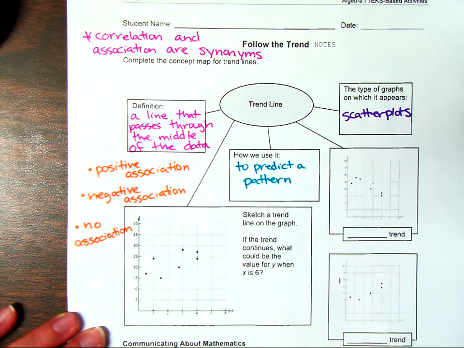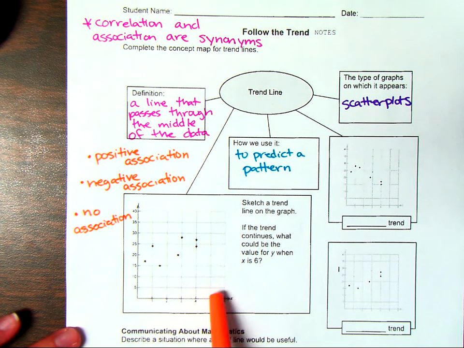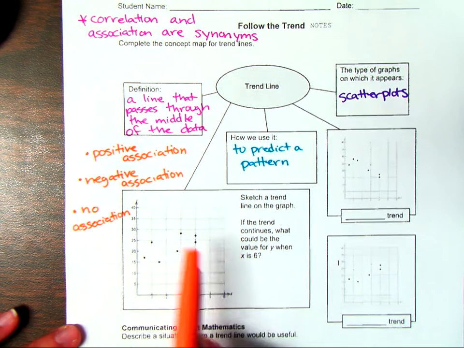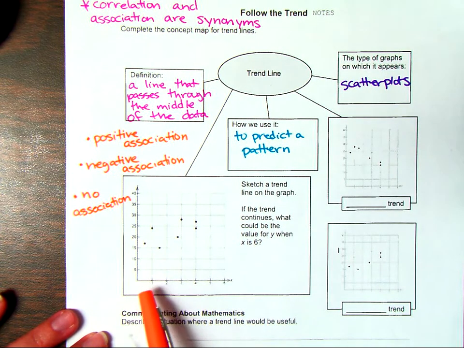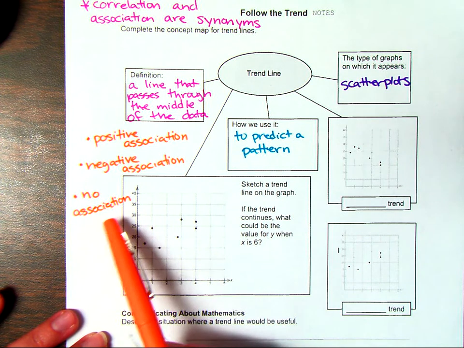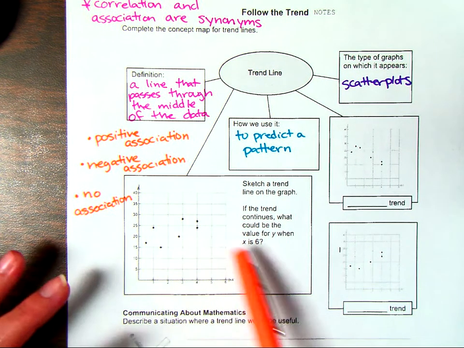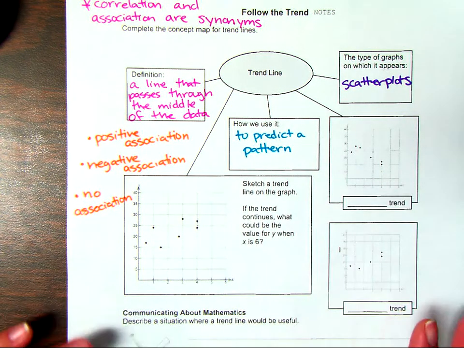A positive association is like a positive slope. As your x's increase, your y's are increasing on that scatter plot. A negative association, think about negative slope. As your x's are increasing, your y's are going down in value. If there's no association, that just means there's nothing to compare those two things with, because your scatter plot points are kind of all over the place.